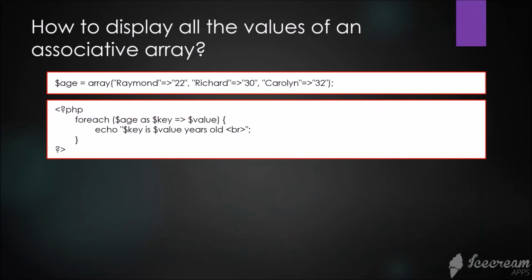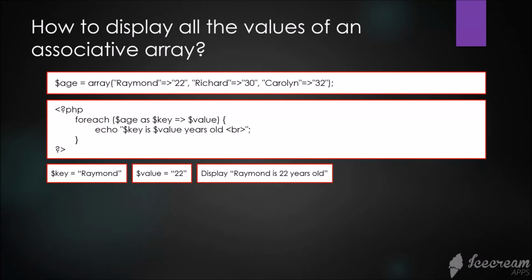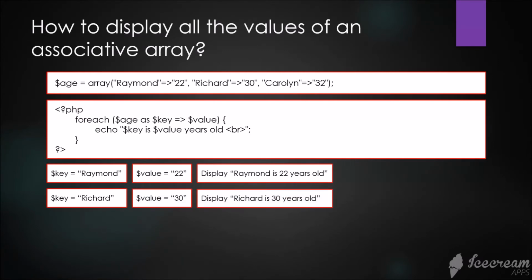Now let's try to simulate the process. Okay, so the key will receive a value of Raymond. Then the value variable will receive a value of 22. Then we try to display it. Okay, so next iteration, the key will have a value of Richard. Then the value variable will have 30. Then we display again.